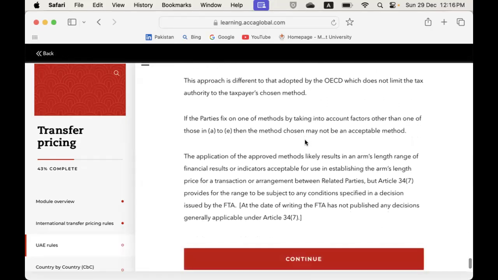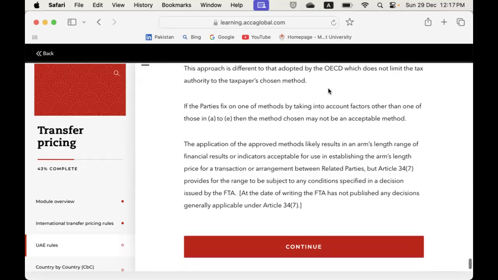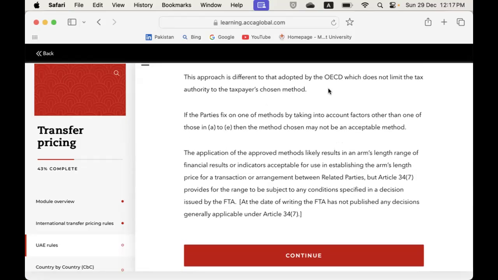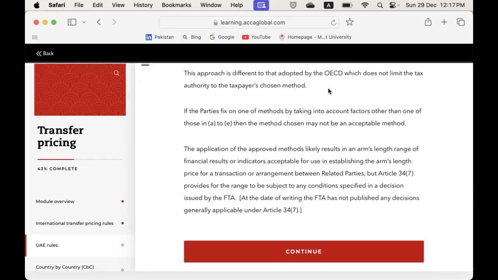This approach is different to that adopted by the OECD, which does not limit the tax authority to the taxpayer's chosen method. So the OECD kind of allows the tax authority to go beyond the recommendation or proposition of the taxpayer. But let's be honest, that stage has barely reached the UAE. This is still December. Although yes, there are some companies which have to file their tax returns by the end of December also. But after this deadline is achieved, only then will consideration of transfer pricing or tax audits start. And when the ground reality hits, the Federal Tax Authority is going to exercise their powers, and they probably will go beyond the taxpayer's chosen methods if they are unreasonably unfair.